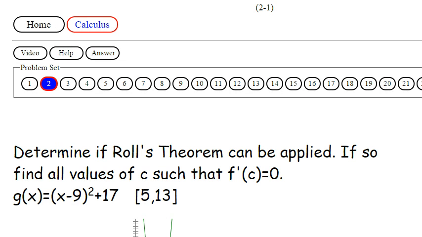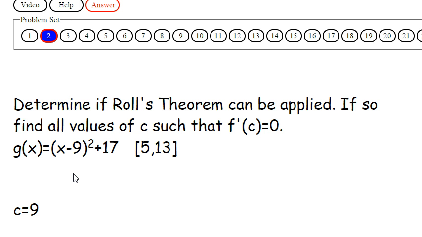Okay, so let's go up here. Let's make sure the script is correct, what did I say it was, 9? Yeah. As you see the form I'm writing it in, I'm like, gee, you can plug 9 in and get 0 and see that. But first we got to make sure we can use the theorem.